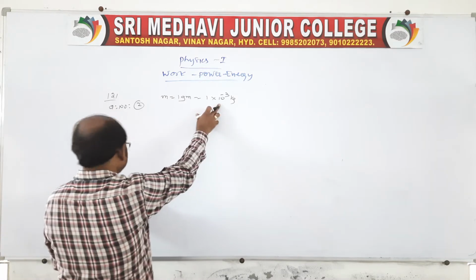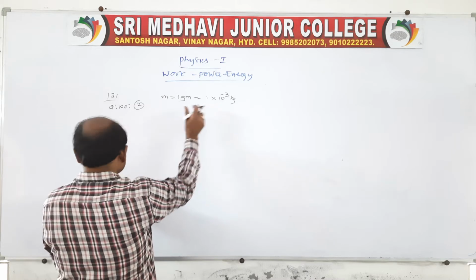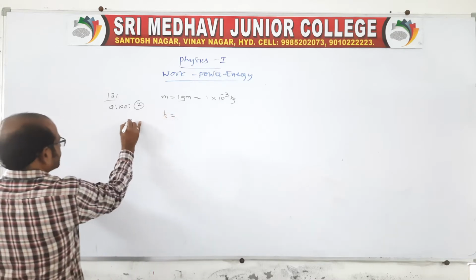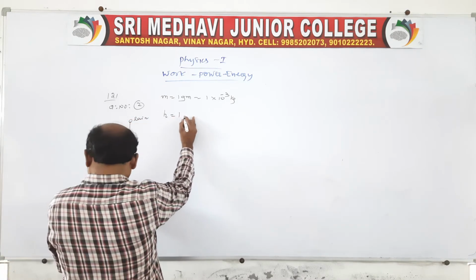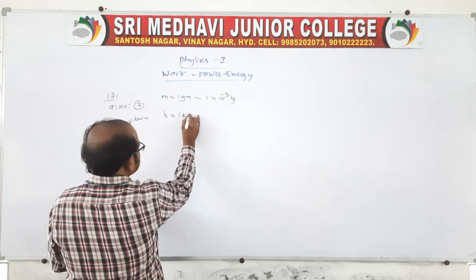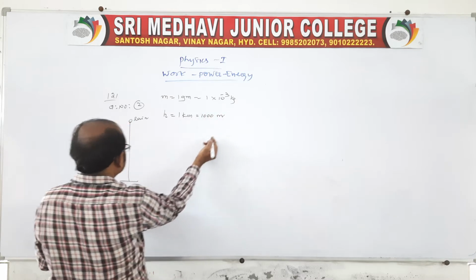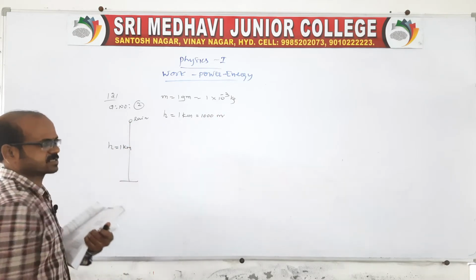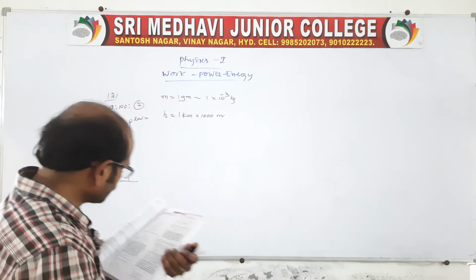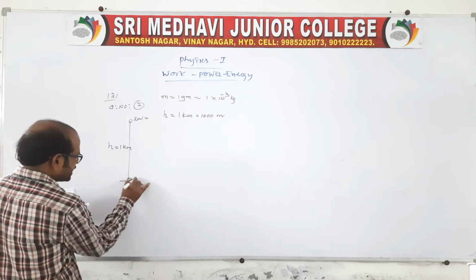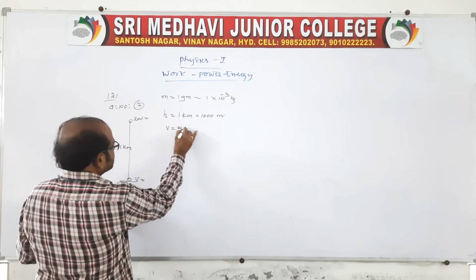So the mass of the raindrop is 10 power minus 3 kg. The raindrop is falling from a height of 1 kilometer. Since it is a practical unit, we convert 1 kilometer into meters, which is 1000 meters. The raindrop hits the ground with a speed, and the given speed is 15 meters per second.